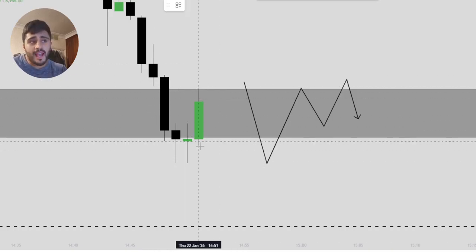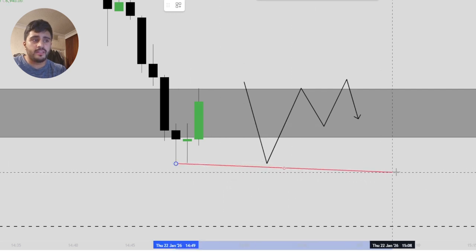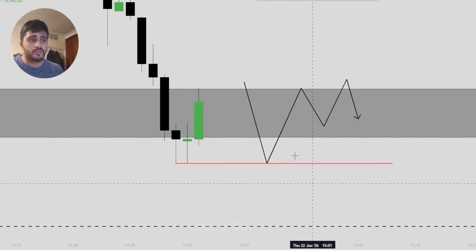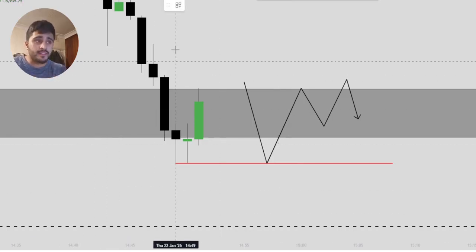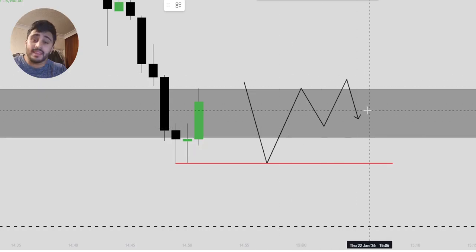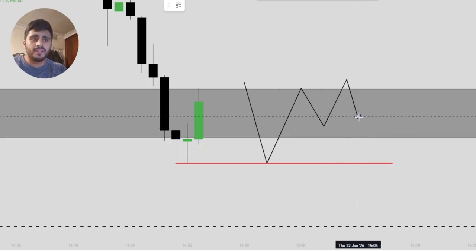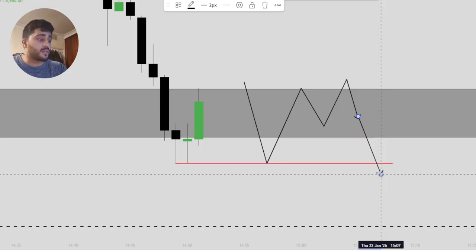I want to see how buyers and sellers interact at this area. So what I do is I draw a line just like this, right? And I have a rule that when I'm taking a retest, I want to see price breaking and then retesting. I'm really interested in this price action over here. So for me to go short, I can only go short after or as we come below the red line.